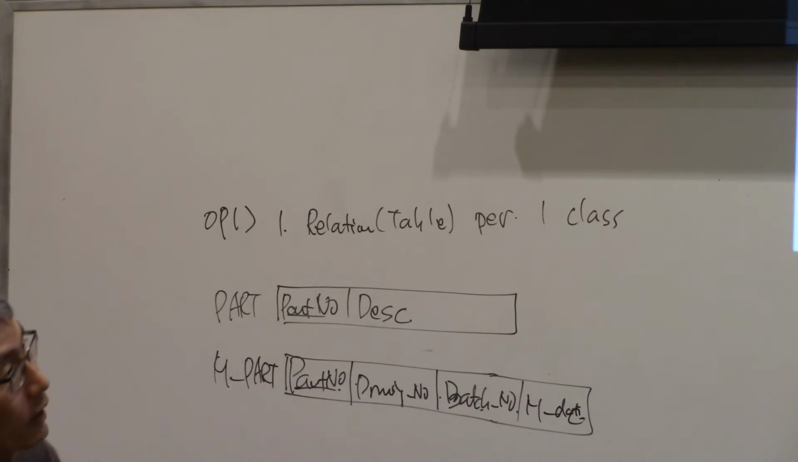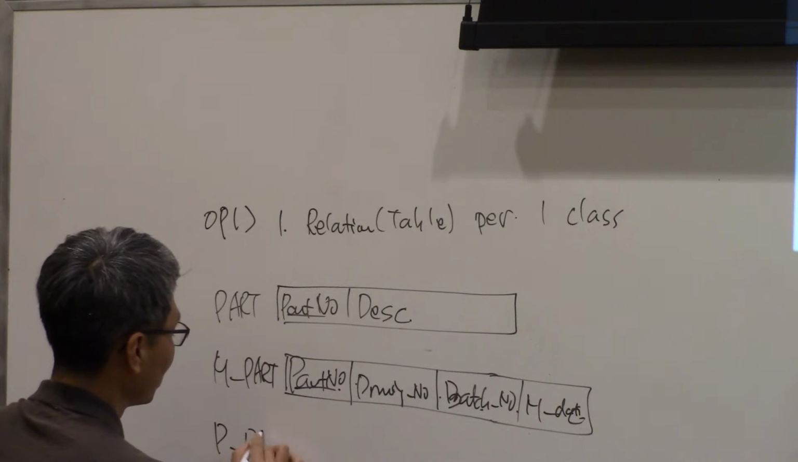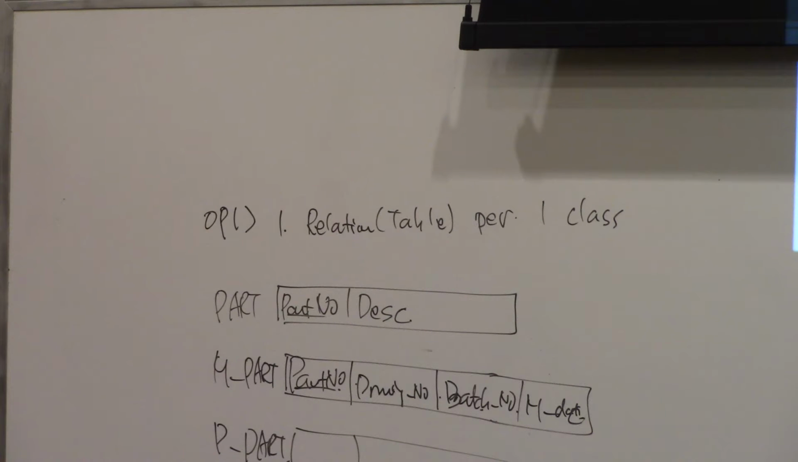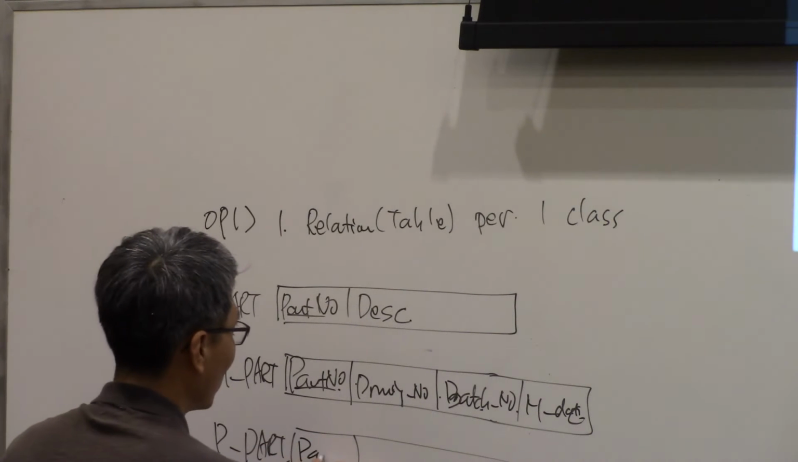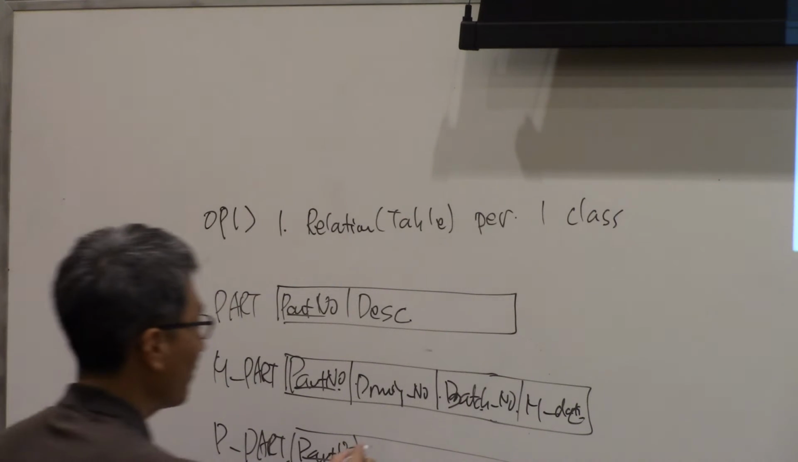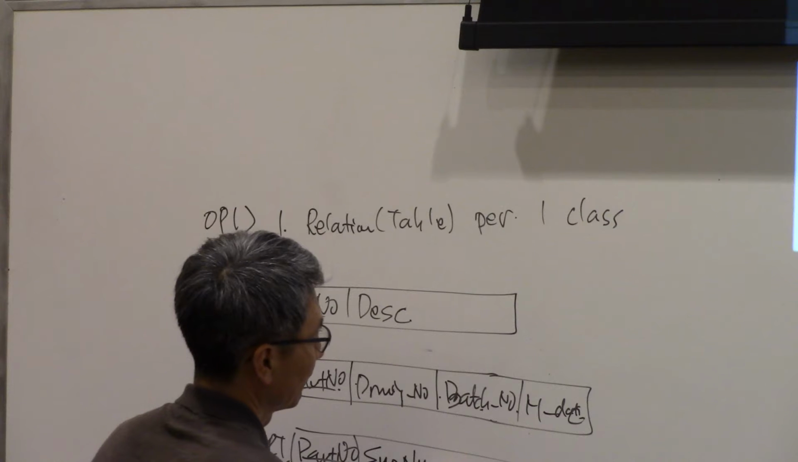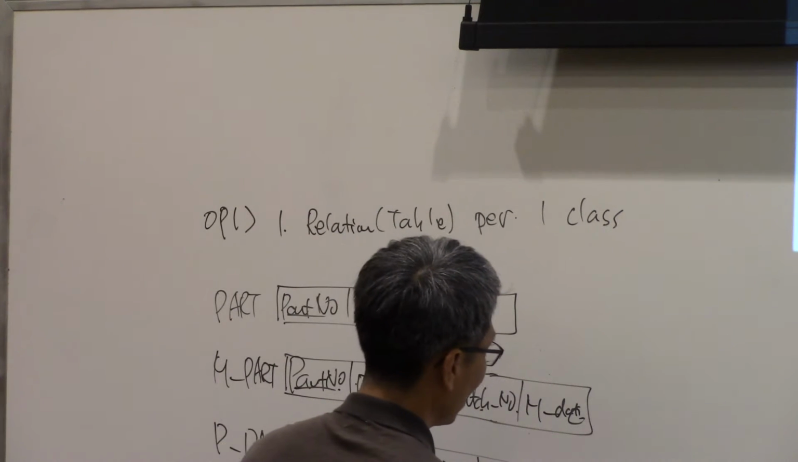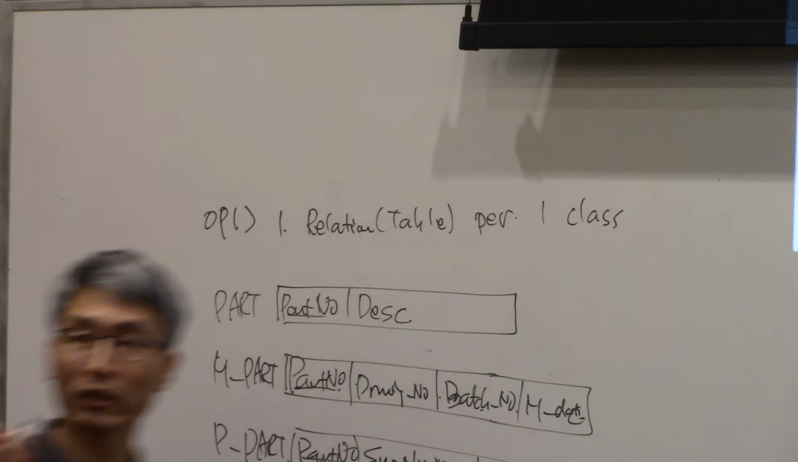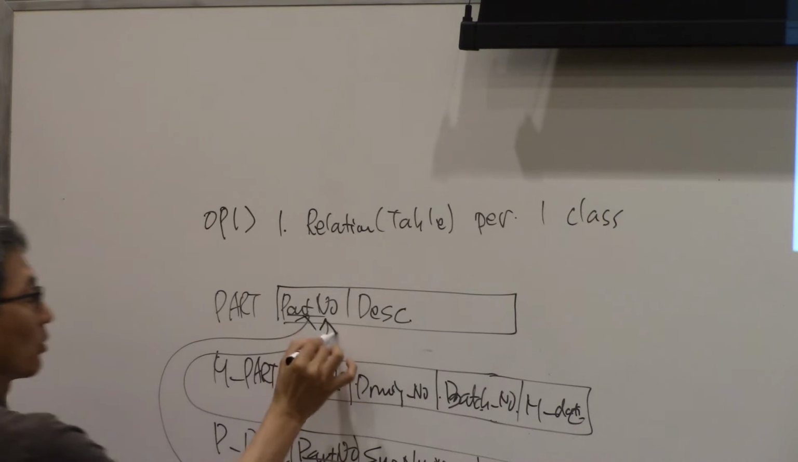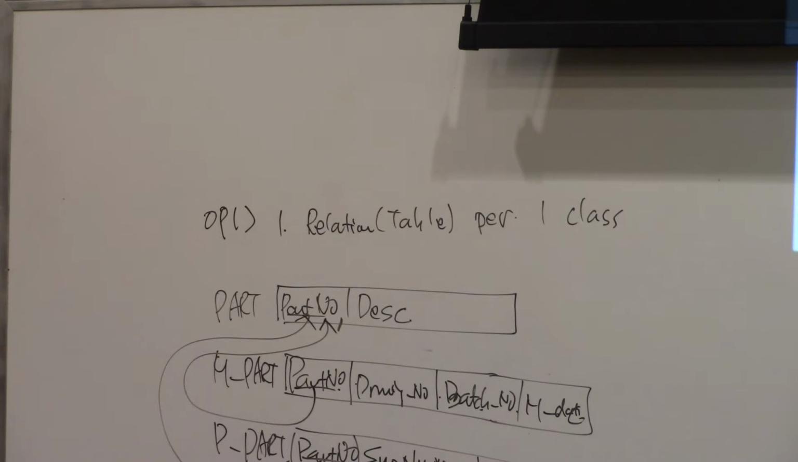Similarly, we can create the purchased part. The primary key of the purchased part is also part number. This is the primary key, and the supplier name, plus the list price. One more thing, don't forget, this time we can create the foreign key to keep the consistency of the part number data. Okay, so that's the first option.